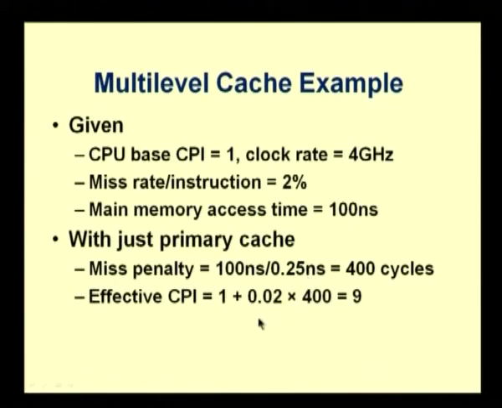A quick look at the kind of performance benefits you can have when you use a multi-level cache. Take, for instance, a base CPI of 1, clock rate of 4 gigahertz, miss rate per instruction 2%, and main memory access time of 100 nanoseconds. With just the primary cache, your miss penalty will be 100 nanoseconds at 4 gigahertz. Per 0.25 nanoseconds, that gives you 400 clock cycles. That will be your miss penalty. So effective CPI will become 1 plus 0.02, which is your miss rate per instruction, times 400 cycles, which is 9. This is with just the primary cache.